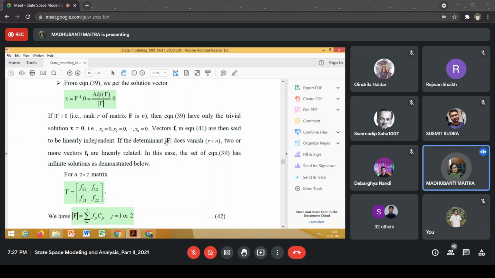And under that particular condition, two or more vectors fi, that means fi, fj, fk, will be linearly related, right?